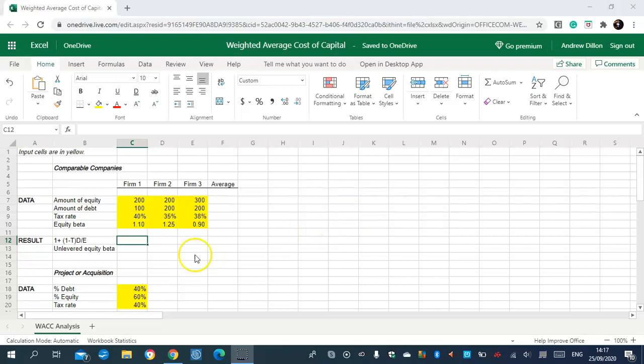So in the first results, I have to calculate the 1 plus 1 minus d divided by e, so debts divided by equity, and then the unlevered equity beta. The yellow cells are the headings that are in the firms: the amount of equity, amount of debt, the tax rate, and equity beta. Yes, so now I'm going to calculate the results.